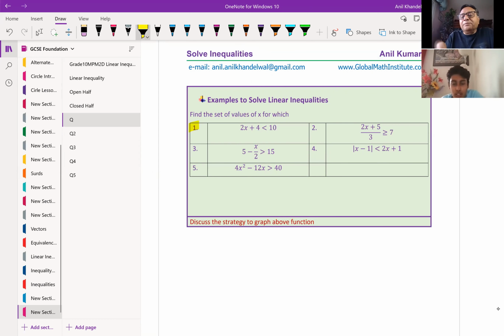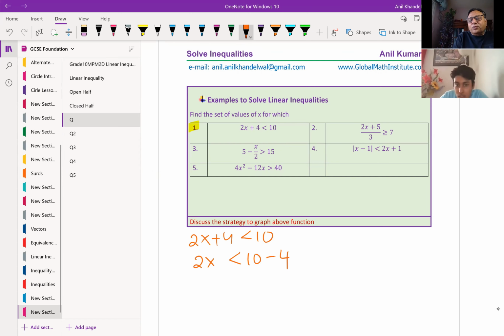This is a single variable inequality, right? Because we don't have y here, correct? So you have to write down its solution, which will come on a number line as we discussed earlier. So we have 2x plus 4 is less than 10. We can take away 4 from both sides, so 2x is less than 10 minus 4, or 2x is less than 6. Dividing by 2 on each side, we get x is less than 3, correct? Yes, sir. So x less than 3, can you plot this on a number line?